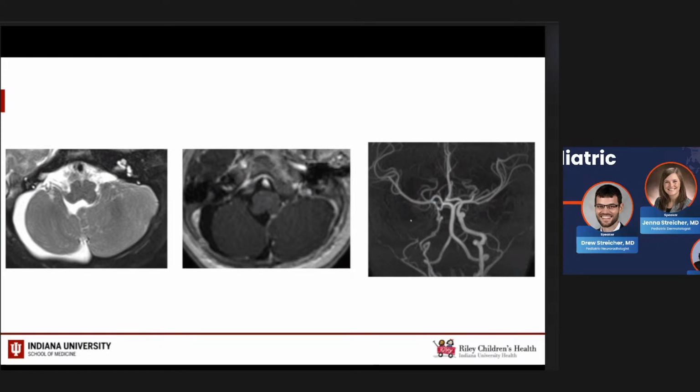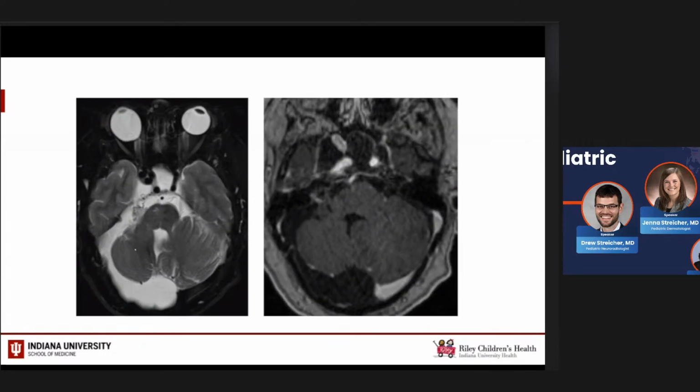So you can have tortuosity, you can have hypoplasia, you can have complete aplasia, and it's usually of those major cervical or intracranial arteries. So you can see all kinds of really interesting anatomy in these patients, but this would be an example of some of the features we see with PHACE syndrome.